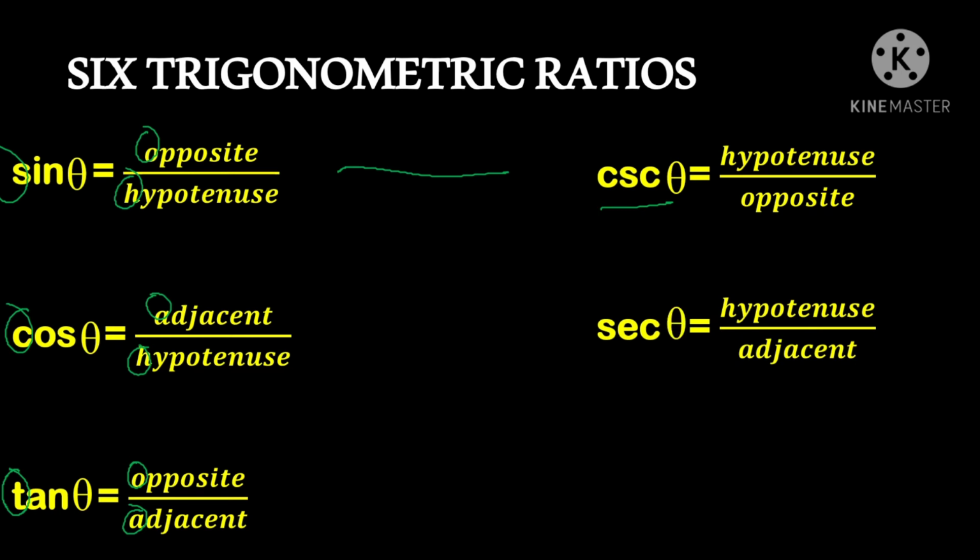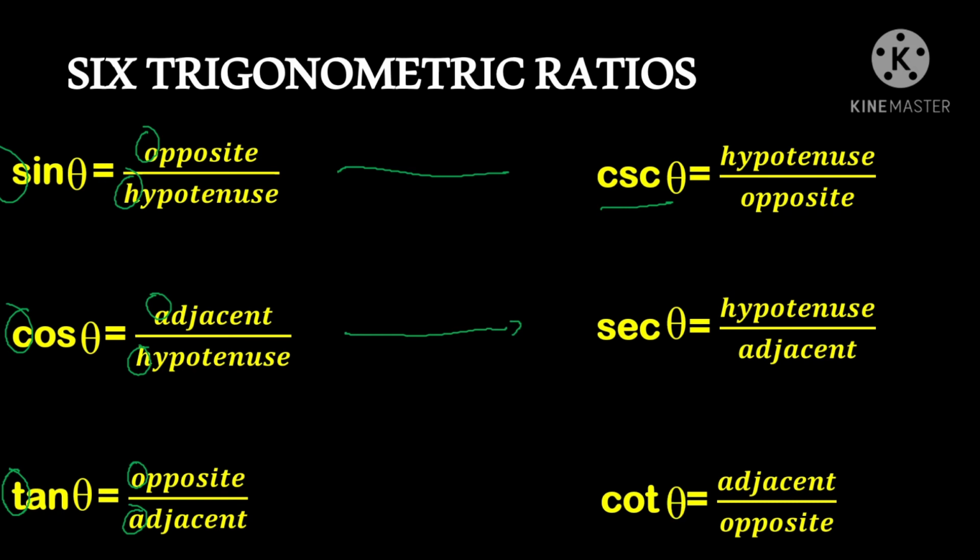Then, we have the secant theta is equal to hypotenuse over adjacent. Kabaliktaran naman siya ng cosine. So, kung ang cosine natin ay adjacent over hypotenuse, ang secant theta natin ay hypotenuse over adjacent. And then, for cotangent theta, kabaliktaran siya ng tangent. So, kung ang tangent theta natin is opposite over adjacent, ang cotangent theta natin is equal to adjacent over opposite.